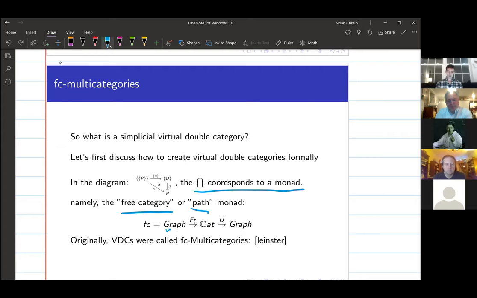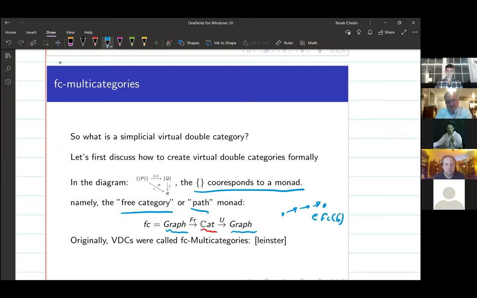Well, we take a graph, we look at the paths in that graph, and we can compose paths, and so we end up with a category, and then we just forget that we can compose paths, and we end up with a graph. And this graph is going to have vertices as vertices, just ordinary vertices, but the edges are going to be paths of edges. Okay, so this is what's going to be inside of FC of some graph G.